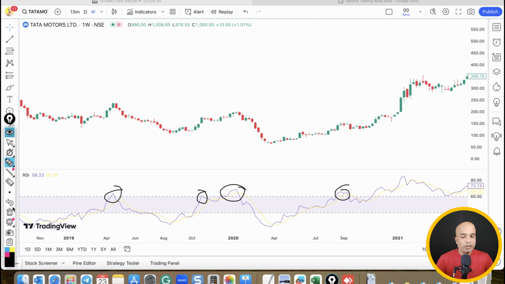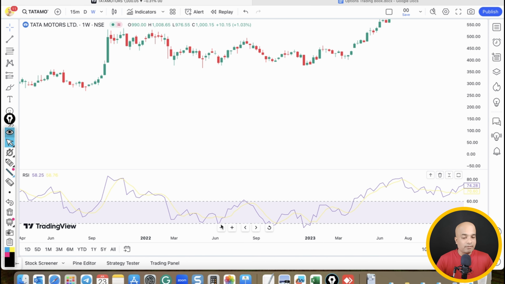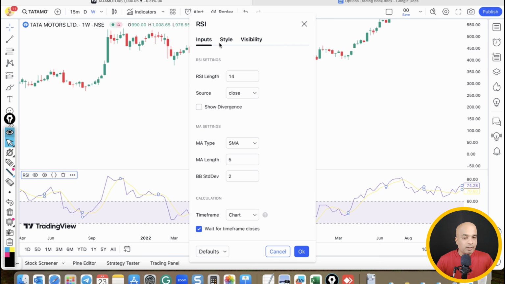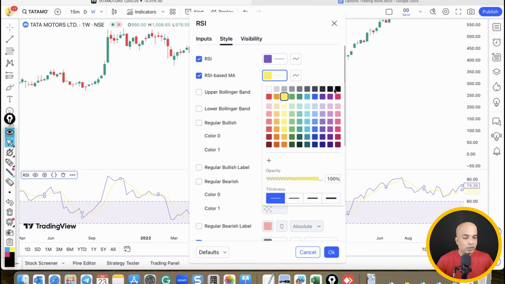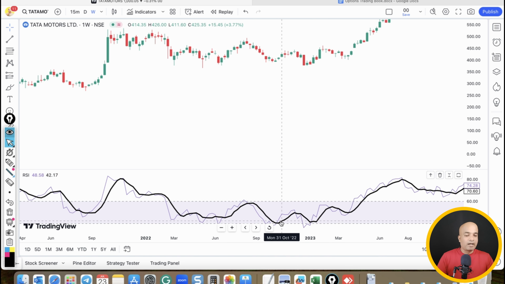So instead of using RSI as it is, if you use RSI MA, we can easily avoid these false signals. For example, you can see the yellow line is not below RSI 40, right? I will change the color so that you will understand in a better way. For example, for moving average, instead of yellow, I will make it black. I will increase the thickness. You can see RSI MA didn't generate the false signal, right?